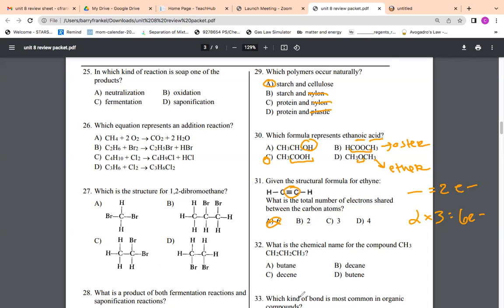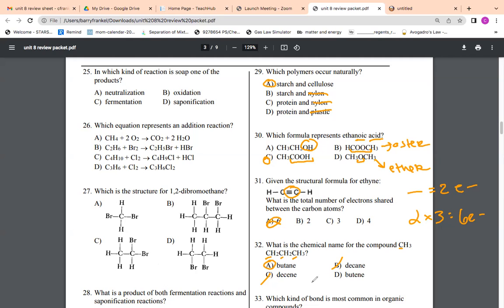Number 32. What is the chemical name for the compound CH3, CH2, CH2, CH3? So what I'm going to do, I know just by looking at it that it's butane. Okay, we can get rid of C and we can get rid of D because I can see that there's 1, 2, 3, 4 carbons. So that's but. Okay, now I just need to know, is it an alkane or is it an alkene? So is it going to be butane or is it going to be butene?